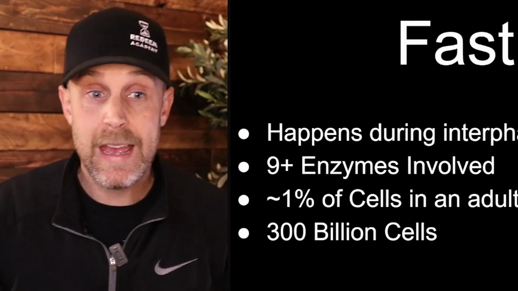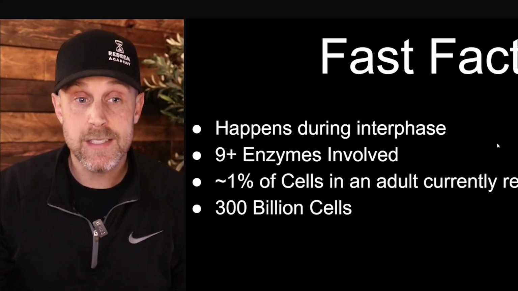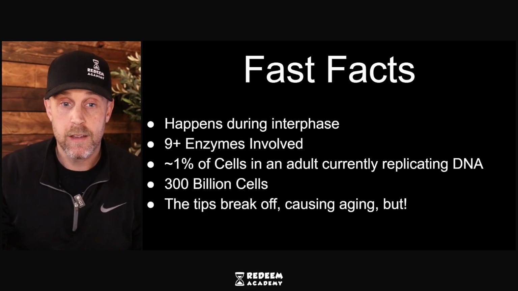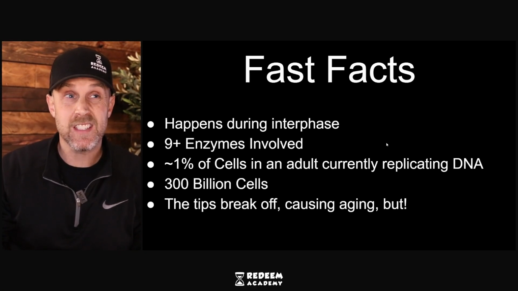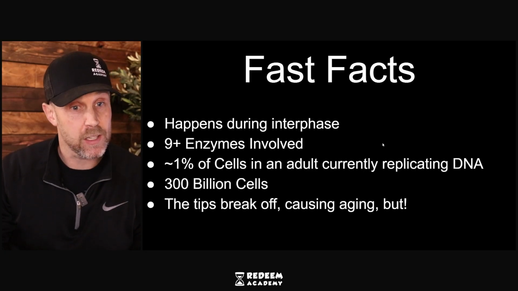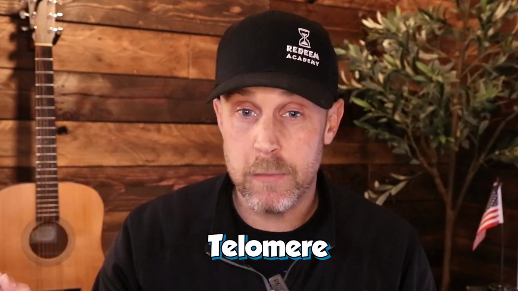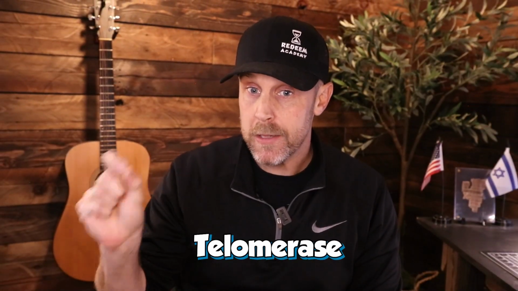Now here's something even more mind-blowing. Every time the body makes a copy of DNA, a little bit of the tip breaks off, and this is one way we can track aging. But there's a special enzyme for rebuilding the tip. The tip is called a telomere. And there's an enzyme called telomerase that can actually rebuild the tips.